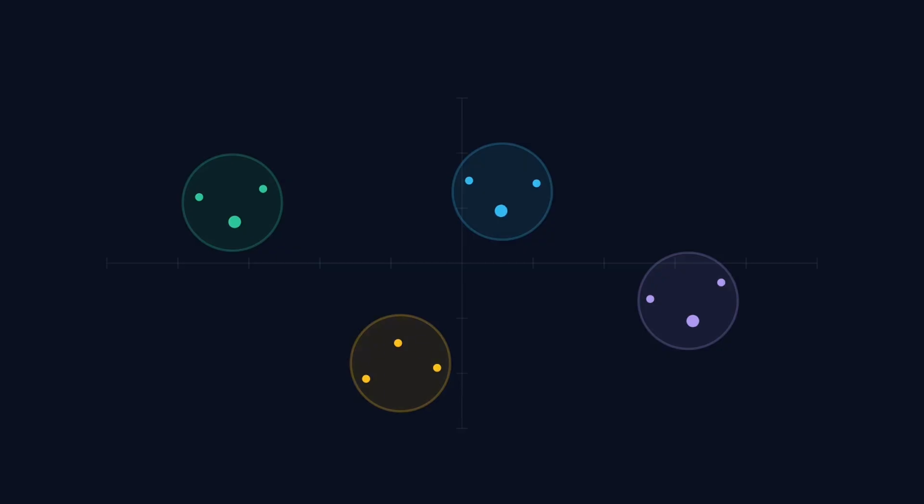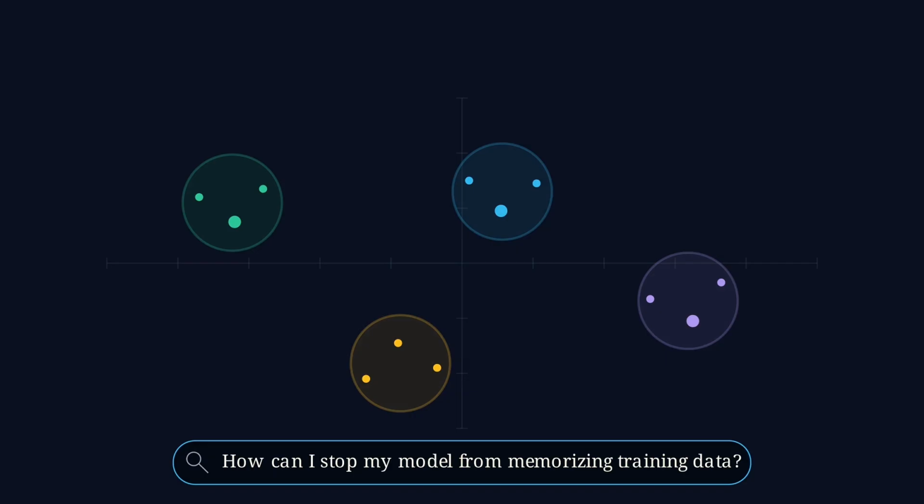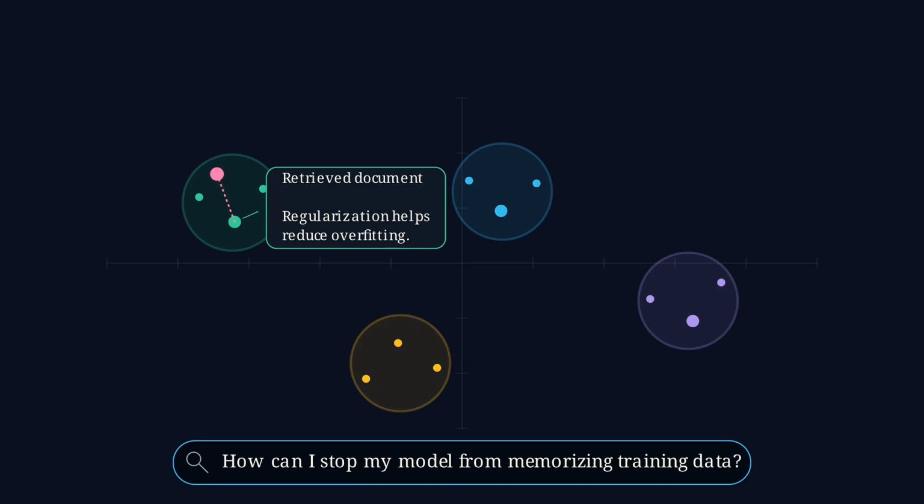Vector search works by placing both the query and the documents into this space, then asking, which documents are closest to the query? That is really the whole trick. We turn meaning into geometry. Then search becomes a nearest neighbor problem. The query comes in, we compare it with our document vectors, and we return the closest ones.